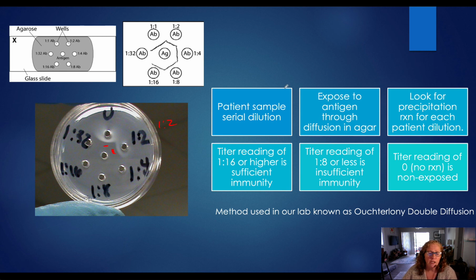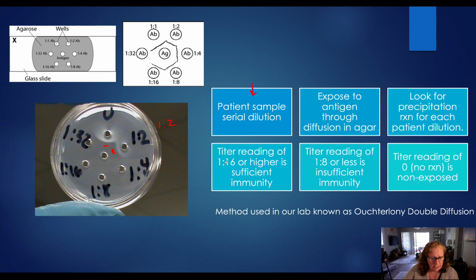If we take a look over here on the top set of boxes from left to right, we have the order in which this reaction is going to occur. So we take our patient sample and we put it in a serial dilution series. We then expose it through this diffusion process in the agar, and then we look for that precipitation reaction for each patient dilution. In the set of boxes below, we have what the different readings mean.